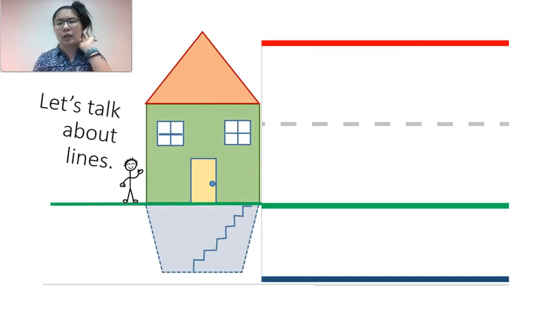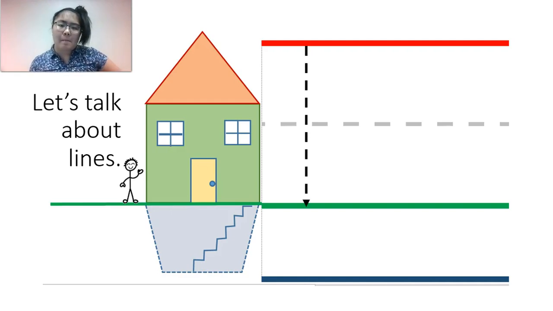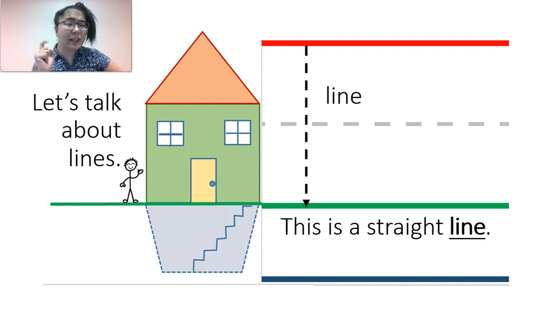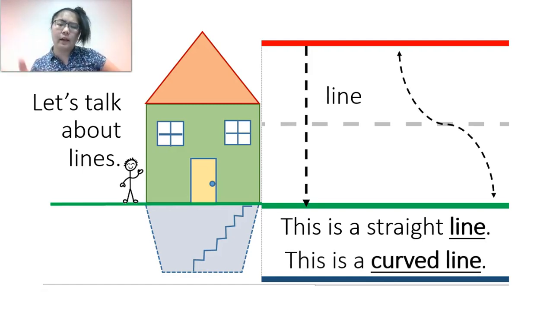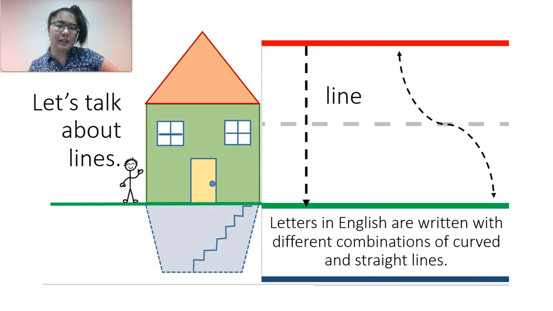So, let's talk about lines. This is a line. This is a straight line. This is a curved line. Letters in English are written with different combinations of curved and or straight lines. Sometimes only straight lines, sometimes only curved lines, sometimes both together.